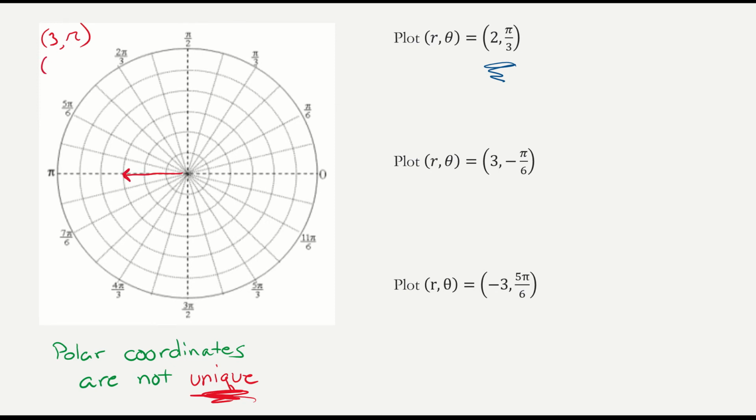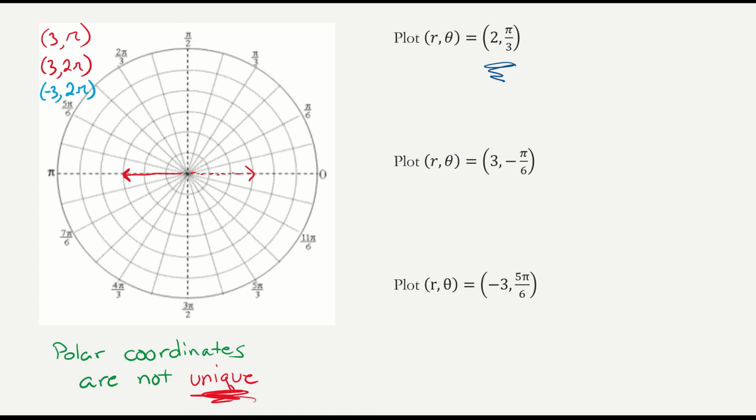What happens if I just add 1 pi? So I do 3 comma 2 pi. That would give me this vector right there. Well, that's not the same. What needs to happen with that vector to get it back to be the same? It needs to be reflected or flipped. And I can do that by making the r value negative. So negative 3 comma 2 pi.